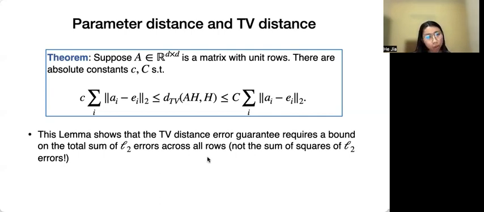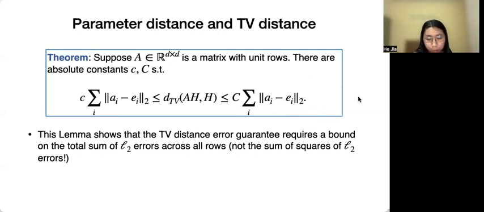And this theorem shows that the TV distance error guarantee requires a bound of the total sum of L2 errors across all rows, not the sum of squares of L2 errors. If it were the sum of squares, that would just be the Frobenius norm, but the bound is actually the sum of L2 errors. There's no square.